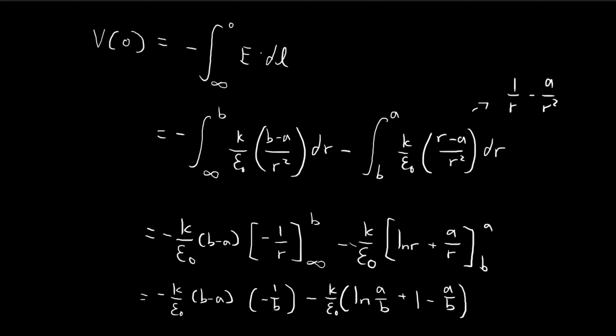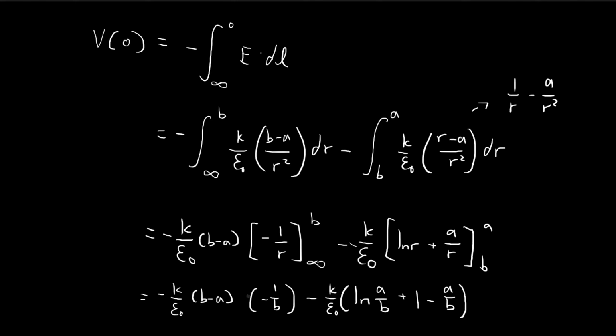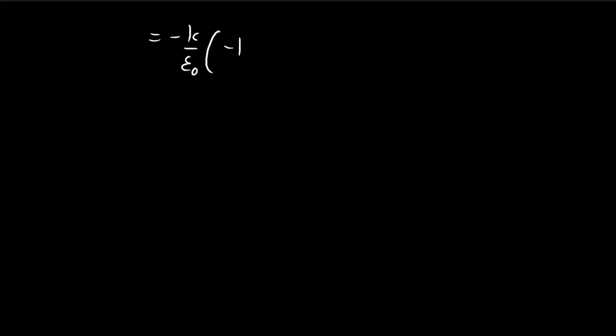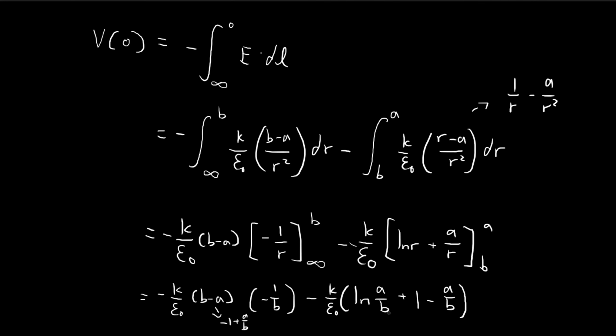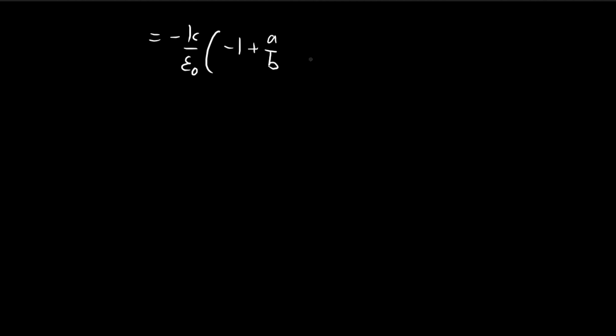So let's rearrange this result for a bit. Let's pull out the constants first. We see we have a b minus a, multiplied with a negative 1 over b, so you can see that we can obtain a negative 1 plus a over b. And for the right hand side, we have a plus 1 minus a over b. And then we also have the natural log of a over b. We'll see that these terms cancel each other out perfectly.